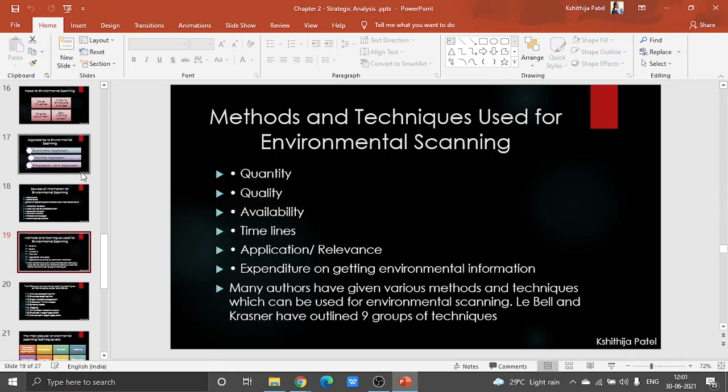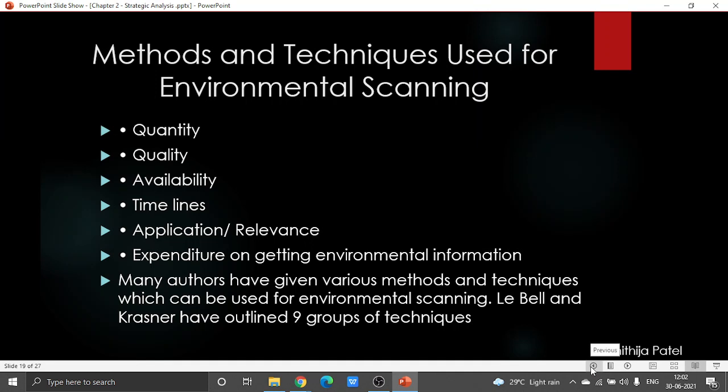In today's session, we shall begin with methods and techniques for environmental scanning. Now, when we speak about the methods and techniques of environmental scanning, definitely there are a lot of types of environmental scanning which are used by different business organizations and different business industries. So strategists can choose any one which suits their needs. The needs can be in terms of quantitative data, it can be in terms of qualitative data, and sometimes it can also depend upon the availability of the information.